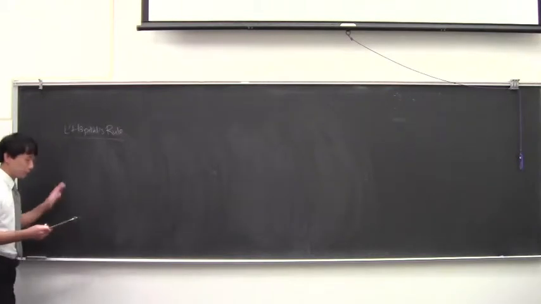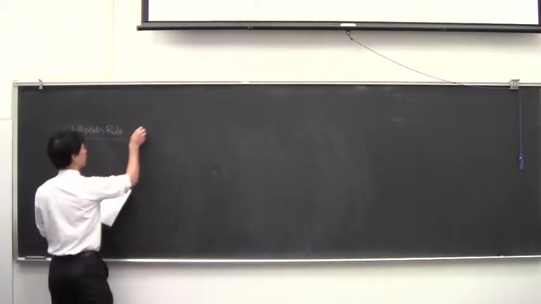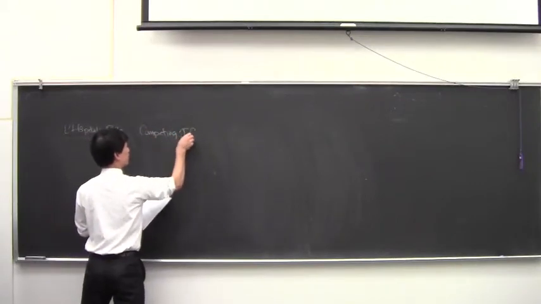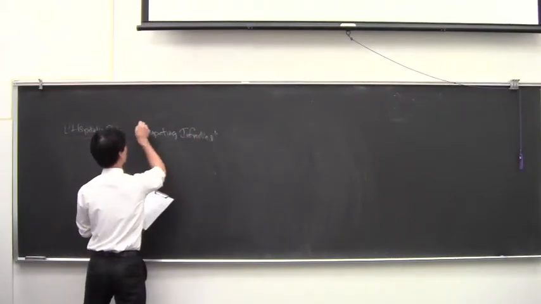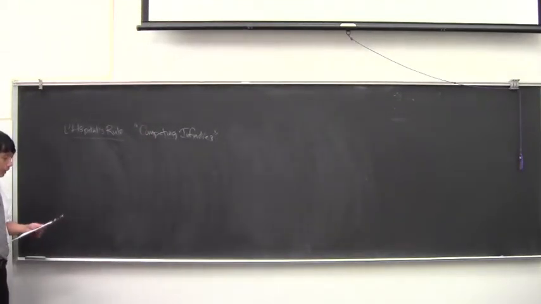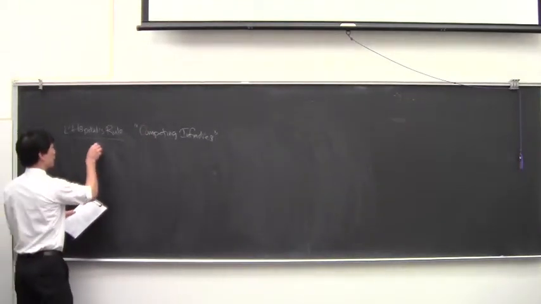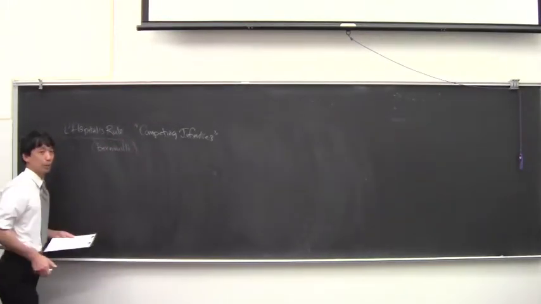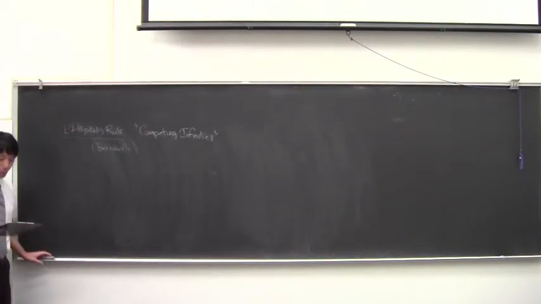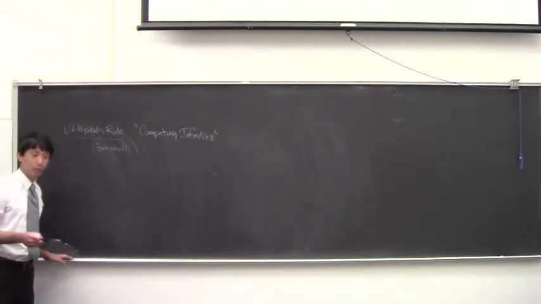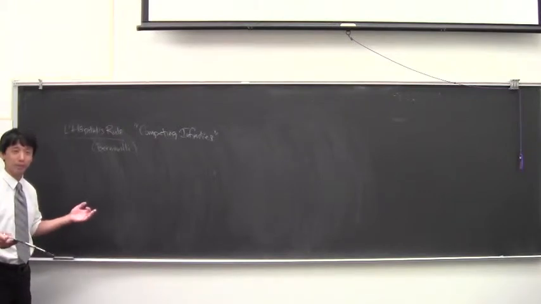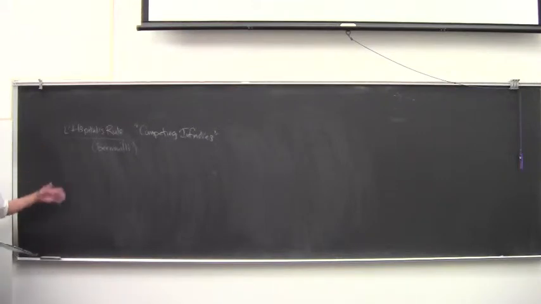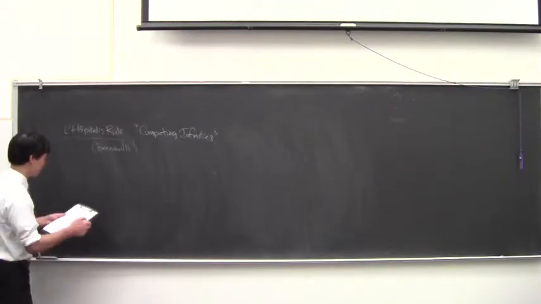So today we're going to do L'Hopital's rule, which you can think of as the rule about competing infinities. Okay. And the historical comment is that this rule was actually discovered by one of the Bernoullis, one of the Bernoulli family. It's really called Bernoulli's rule. But apparently L'Hopital was Bernoulli's sponsor, so he put his name on it, or was allowed to put his name on it.